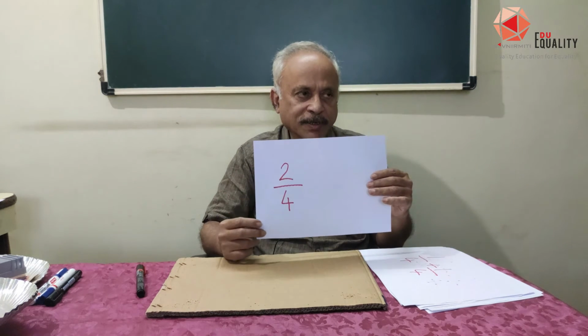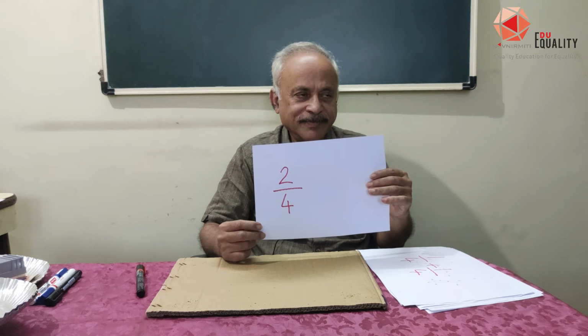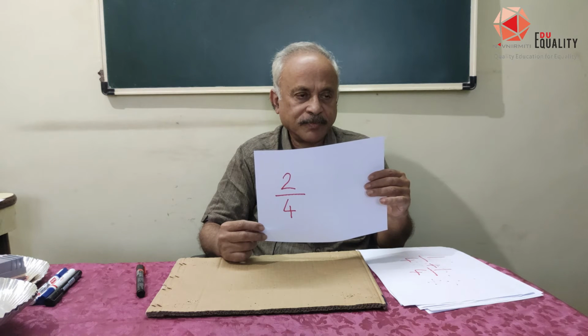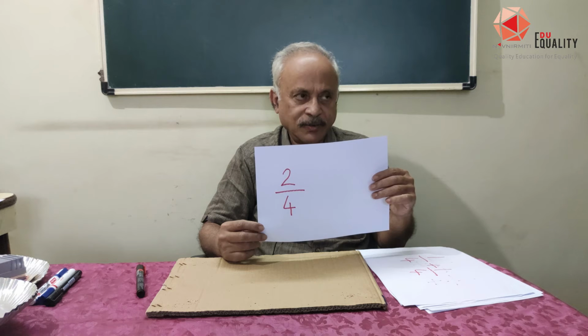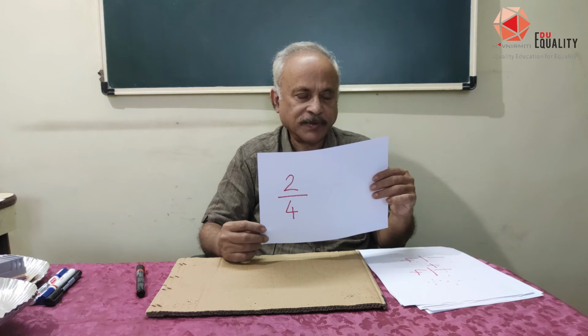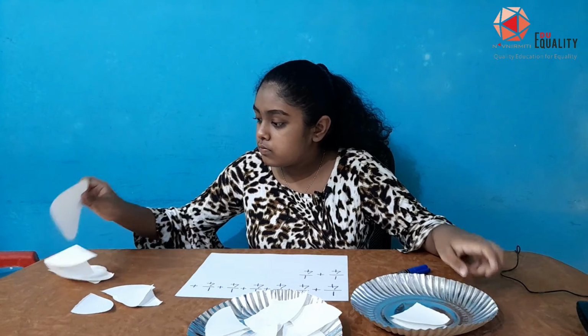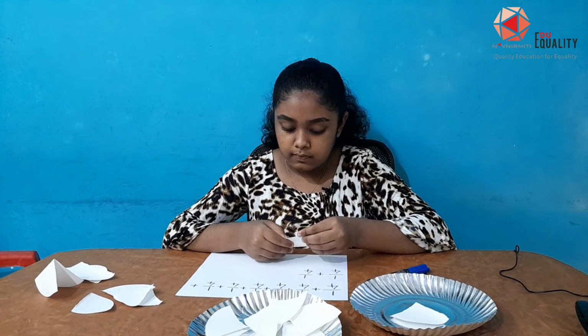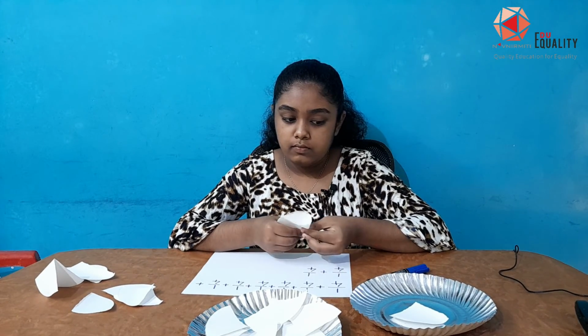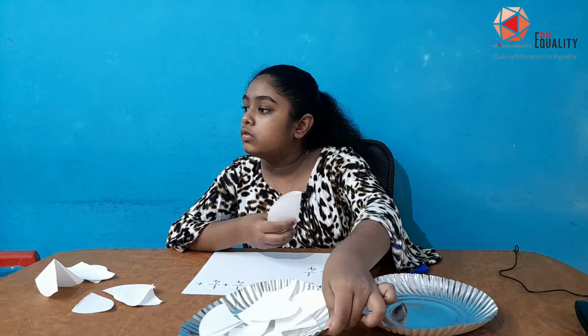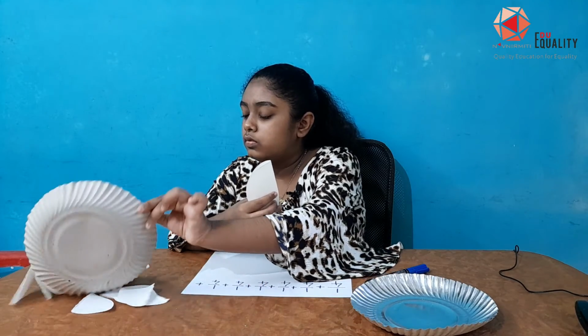Remember we had made this also earlier? This is 2 by 4, you have to take 2 rotis and divide it among 4 persons. Can you do that again? How many plates will you need in front of you? 4. Okay, so do that.